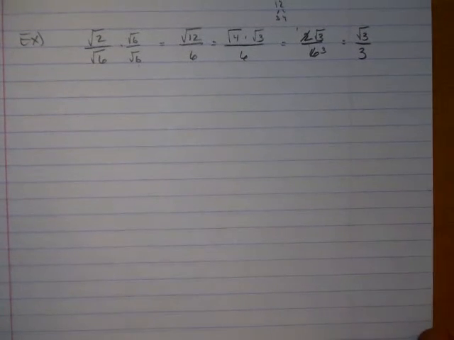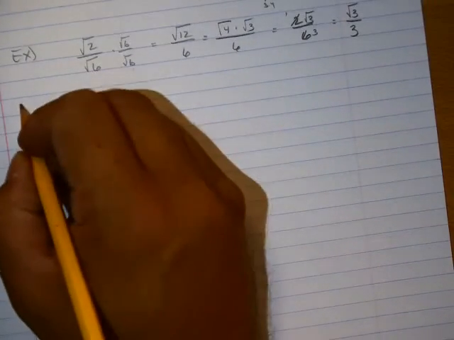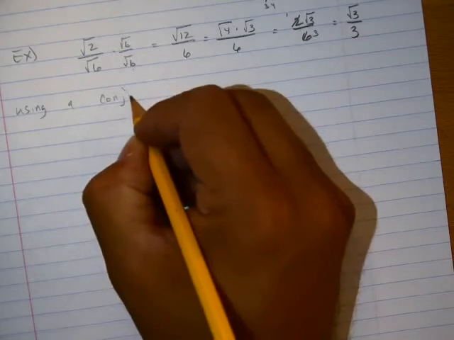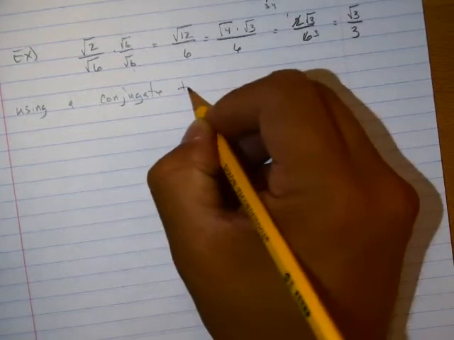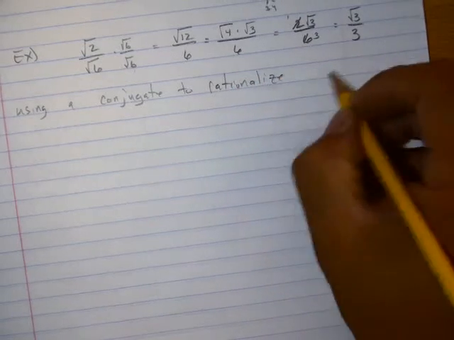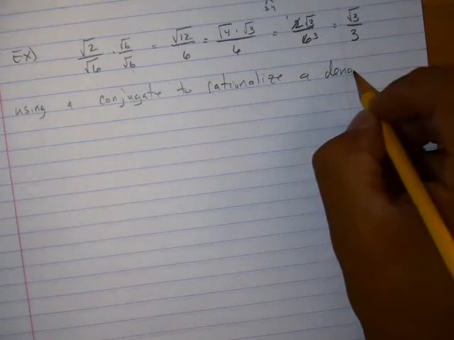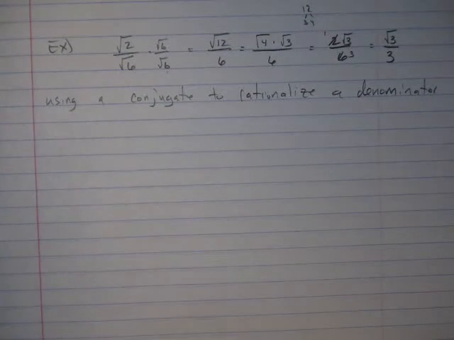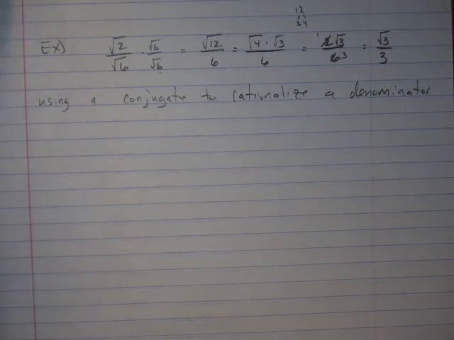This is called using a conjugate to rationalize a denominator. That's a lot of words. Okay, so this is using a conjugate to rationalize a denominator. Almost didn't even fit on the whole line there. Did it squeeze that in there? Yeah, okay. Here we go.